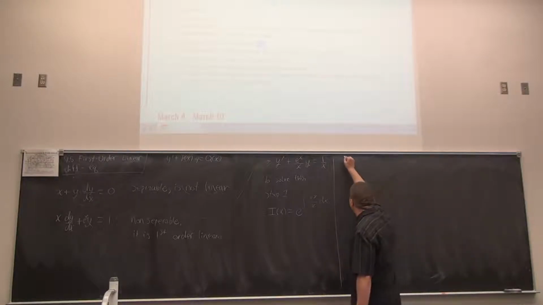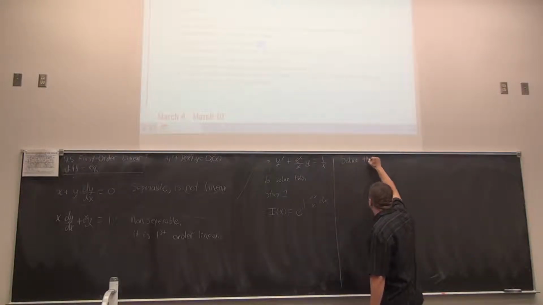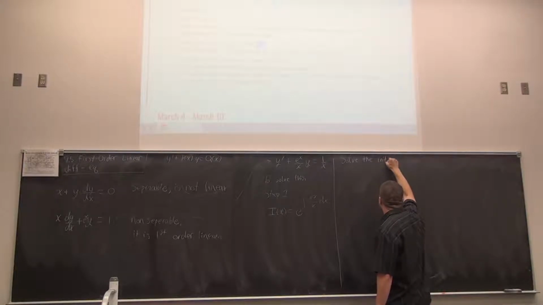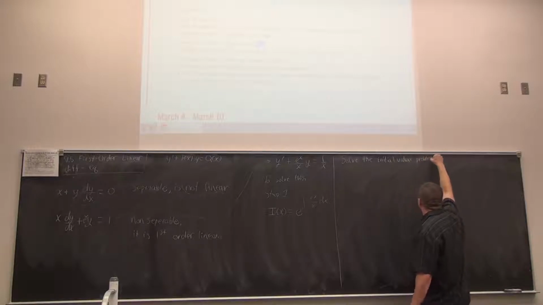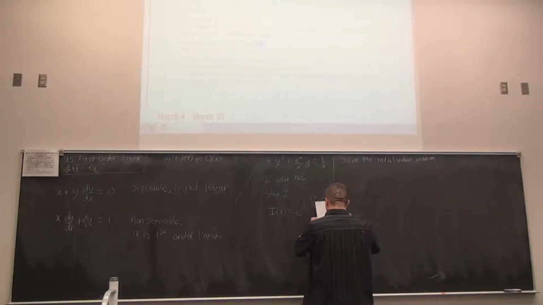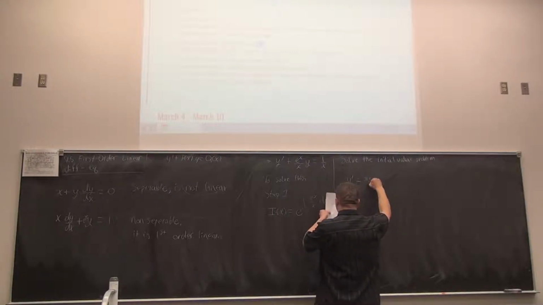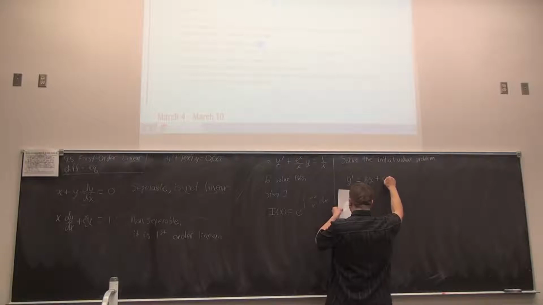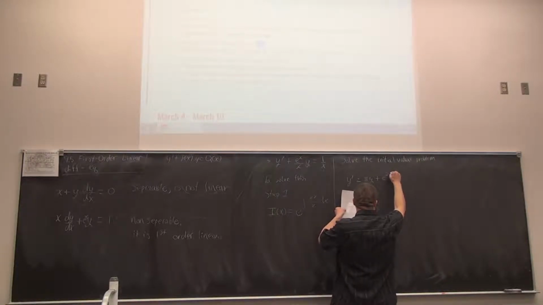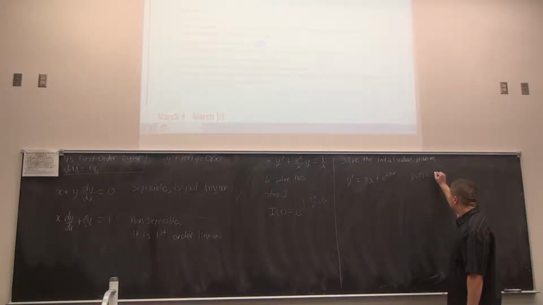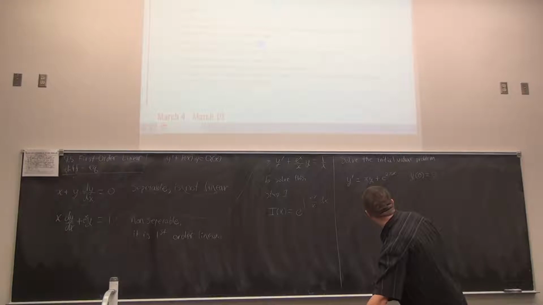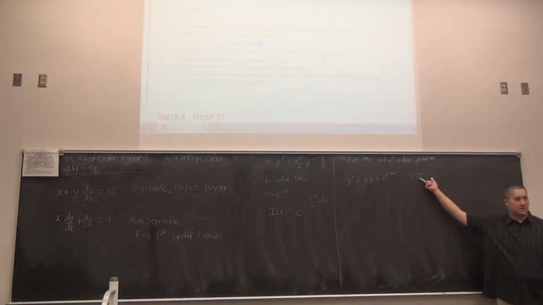So this problem says to solve the initial value problem, and that initial value problem goes y prime equals pi times y plus e to the power of 2 pi x, where the initial value is that we're seeking the one specific solution that passes through the point (0, 0). In other words, satisfies y of 0 is equal to 0.